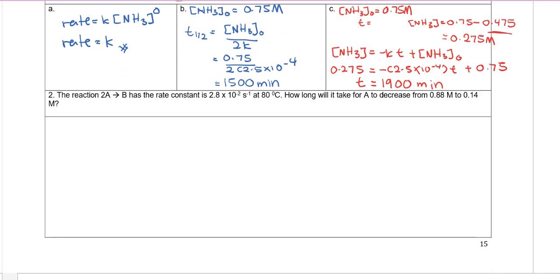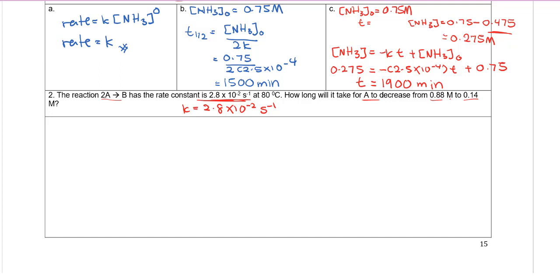Okay, next example. The reaction of 2 mole A becoming B has a rate constant. Given the rate constant k is 2.8 times 10 to the power of negative 2 per second. How long will it take for A to decrease from 0.44 molar to 0.14 molar? So the time taken is for the initial to become this one. So 0.14 molar is remaining.